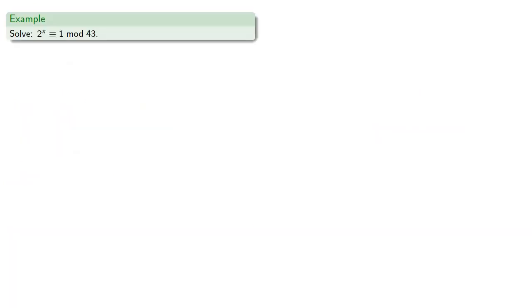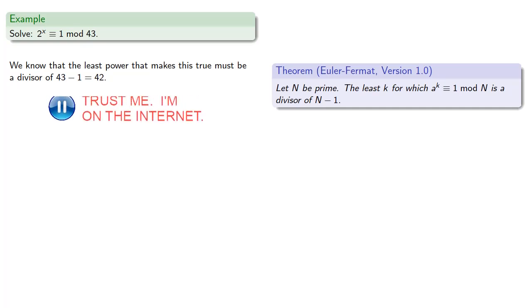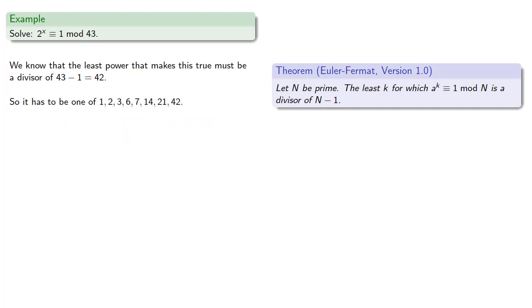So how can we use this? Well, suppose we want to solve 2 to the power x congruent to 1 mod 43. Now, 43 is a prime number, and so the Euler-Fermat theorem applies. And so we know that the least power that makes this congruence true must be a divisor of 43 minus 1, 42. And so our solution has to be one of those divisors, which we can list. And so we can try each one of these in sequence.